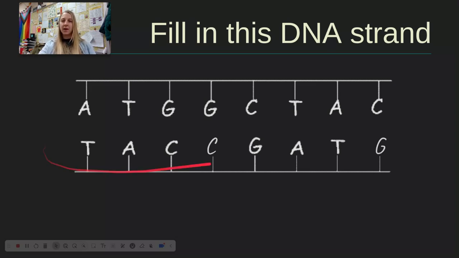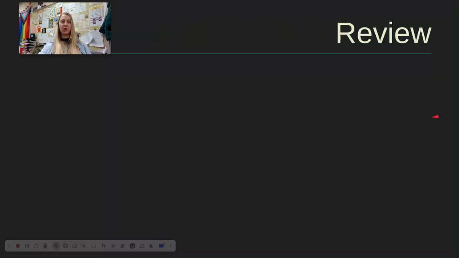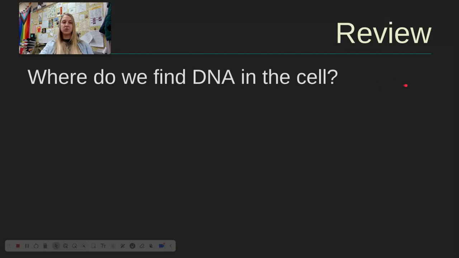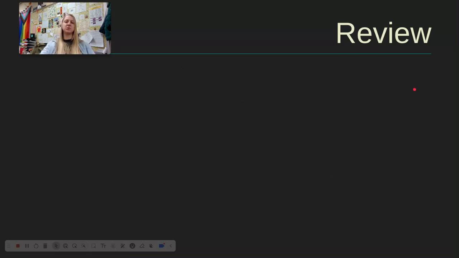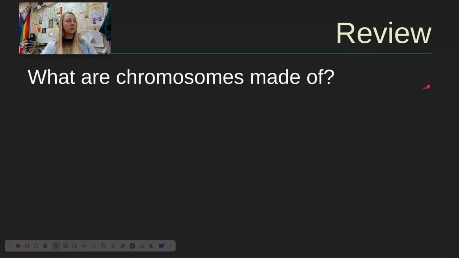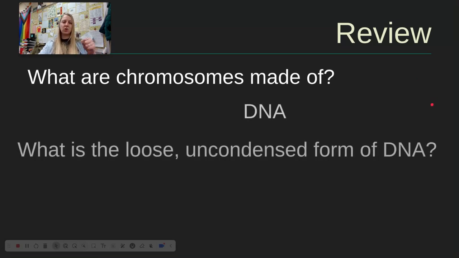All right, a quick review. If you are able to answer these questions, that means you're good for today. So where do we find DNA in the cell? If you said in the nucleus, great job. What are those X-shaped structures called? Chromosomes. Good job. I heard you say that. Chromosomes. Great job. What are chromosomes made of? Don't think too hard. What's coiled up inside of them? DNA. You got it. Great job.